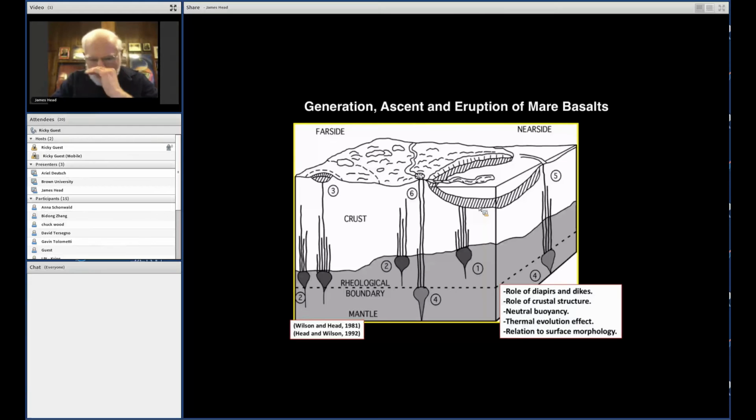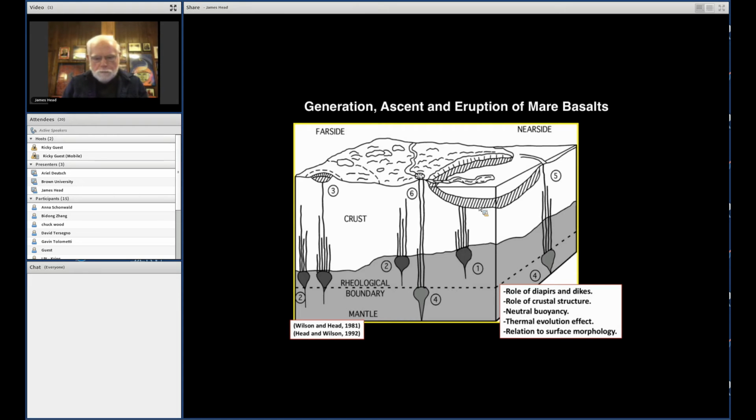So we started thinking about this then in a paper that Lionel and I did in 1981 and also a follow-up in 1992. We began to think more about what's going on in the special case of the moon. So we began to think about the role of diapirs and dikes. A diapir is essentially a buoyant rise of partially molten material, potentially at depth, and then it reaches a point where you reach essentially a rheological boundary where it stalls, and brittle deformation causes the accumulated melt to propagate dikes towards the surface.